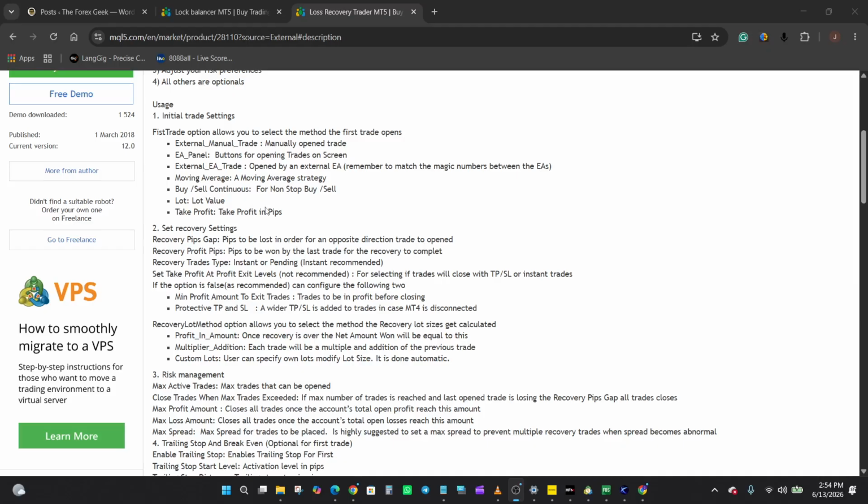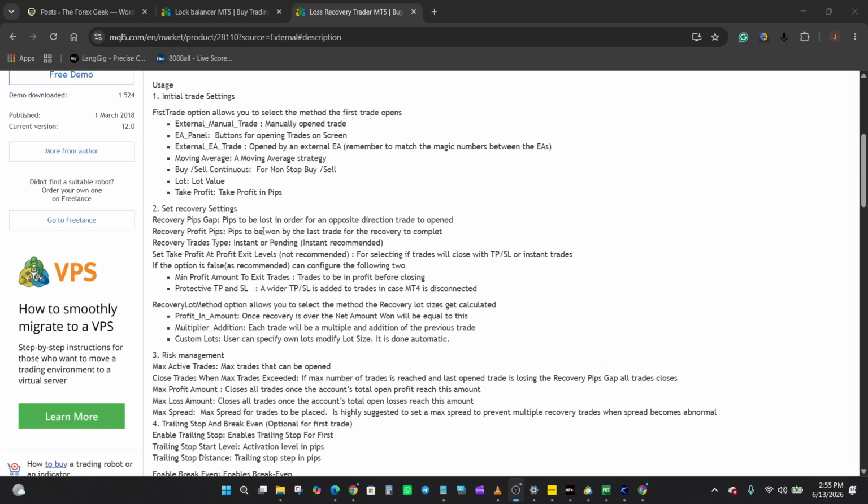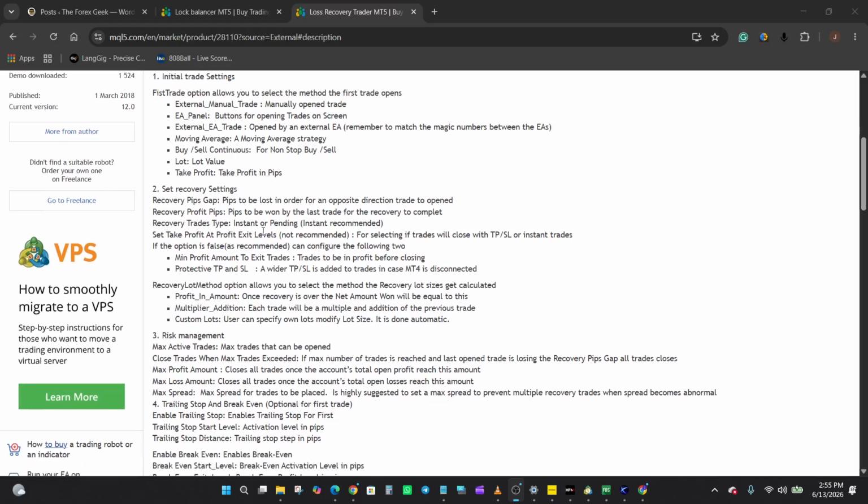Risk management is also a major part of the configuration. The EA includes controls for maximum active trades, maximum account profit and loss thresholds, and spread filtering. The spread protection feature is particularly notable because the developer specifically recommends using it to avoid abnormal spread conditions triggering additional recovery trades. There are also optional trailing stop and break-even tools available for the initial trade, along with the moving average setup for those who choose to use the built-in entry method.